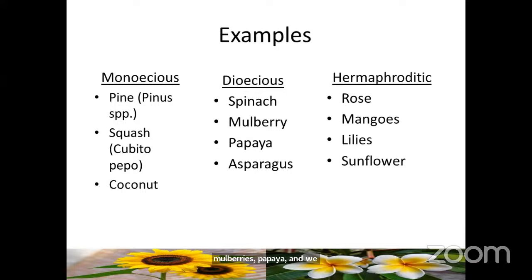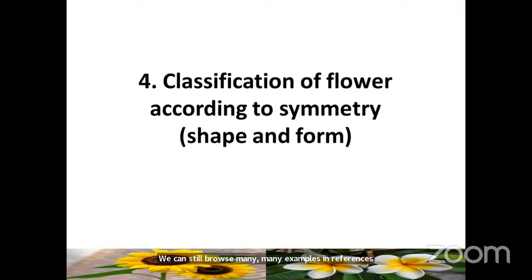For hermaphroditic, or a flower that has both male and female reproductive parts, we have rose, mangoes, lilies, sunflower, and the like. So like what I said, these are just examples. We can still browse many examples in references online or in printed references.